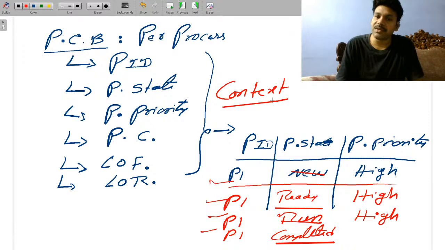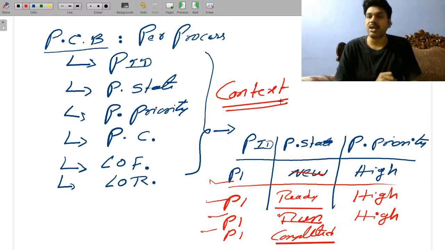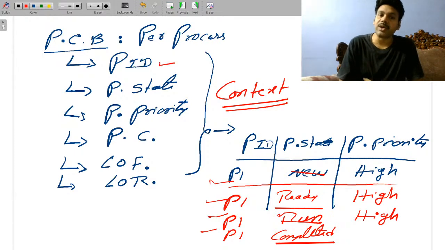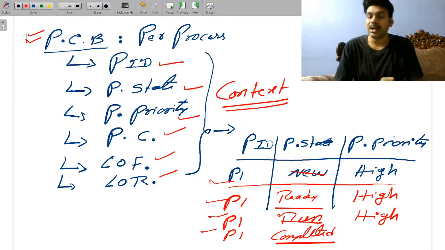This is a very, very important point. What is a context? Context is nothing but the values of the corresponding attributes in your data structure called the process control block. It is called a context. This context is going to change from time to time whenever you go for a multi-programming operating system.